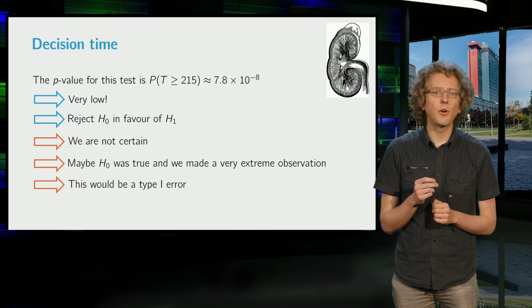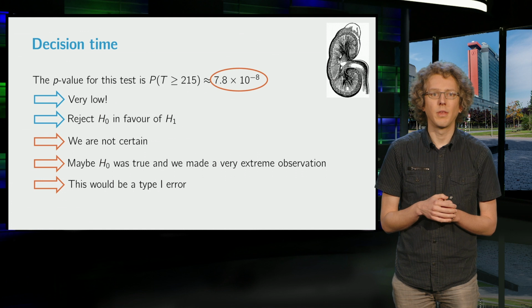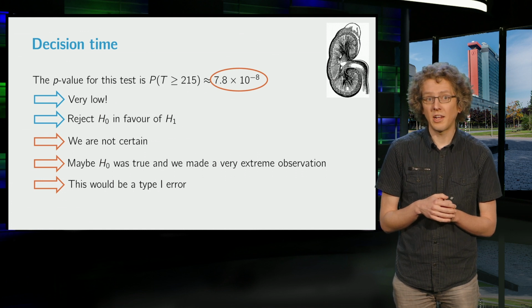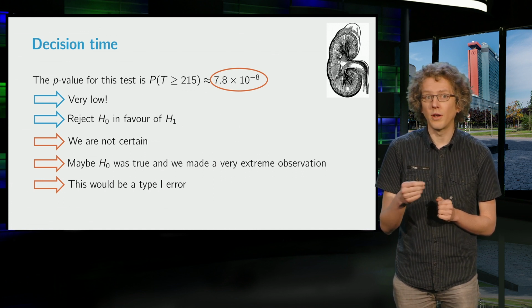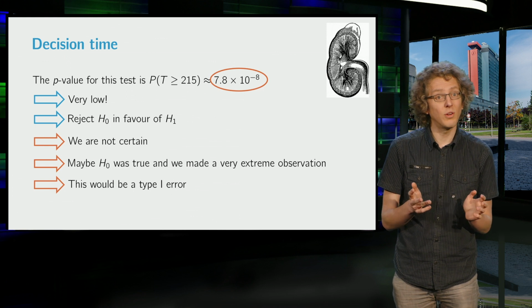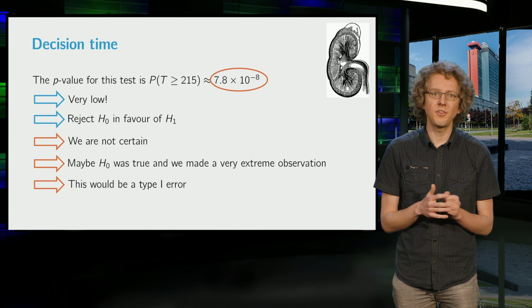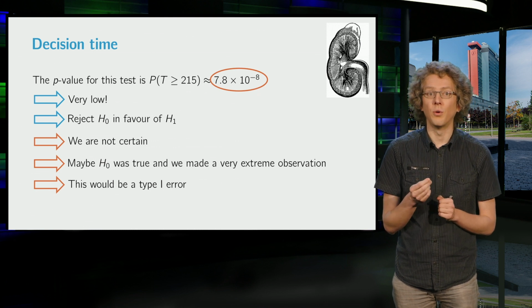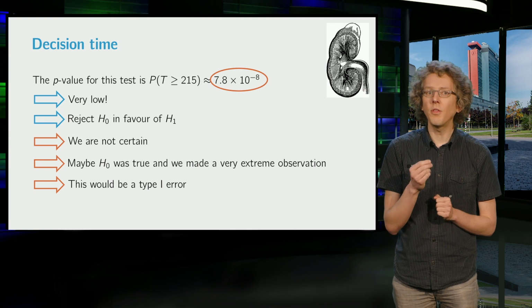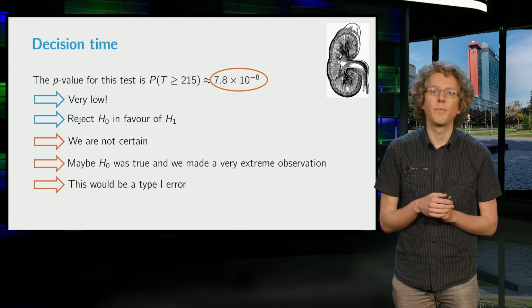Finally, I think you'll agree that 78 in a billion is indeed very small. But what would you decide had it been 0.001? Or 0.01 or 0.1? Well, sometimes we will answer this by putting a threshold value at the start of our hypothesis test. More on that as well in the next video.